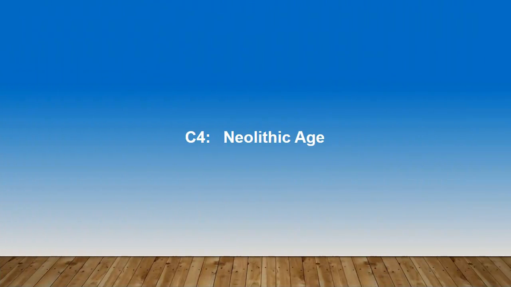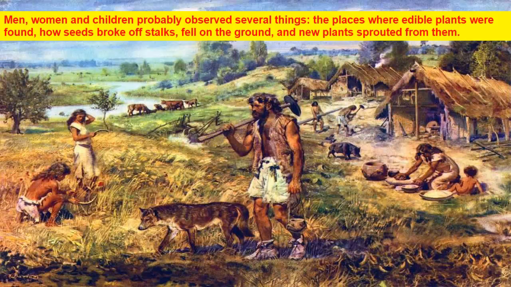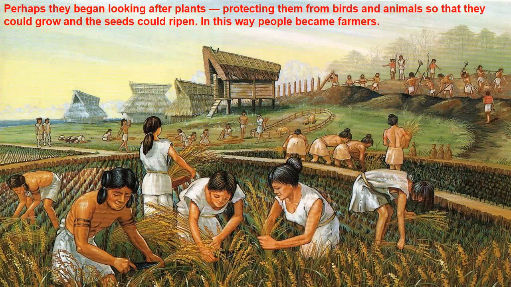Next, Neolithic age. By the time the ice had melted, men, women and children observed several things. One is where and when these plants ripen and how, and how to collect these grains, wheat, barley and all. So they came to know all this. Once they came to know, they also started planting, because they had noticed how the plants come up. So perhaps they began looking after plants, protecting them from birds and animals so that they could grow and the seeds could ripen. In this way, people slowly became farmers.